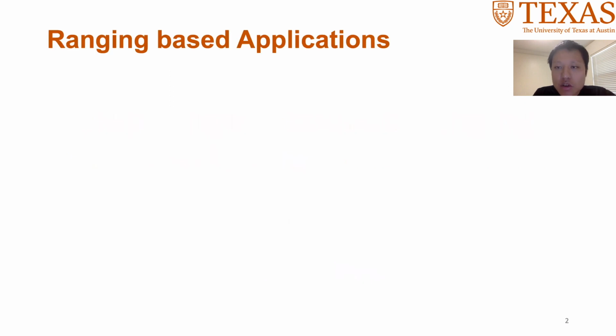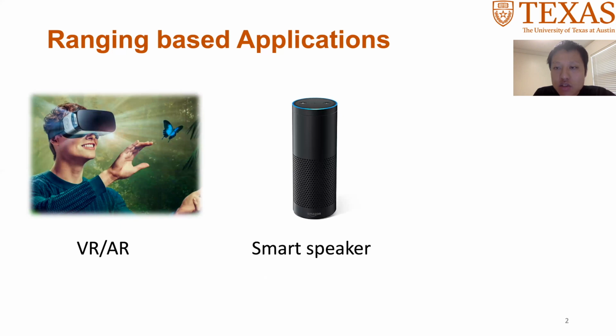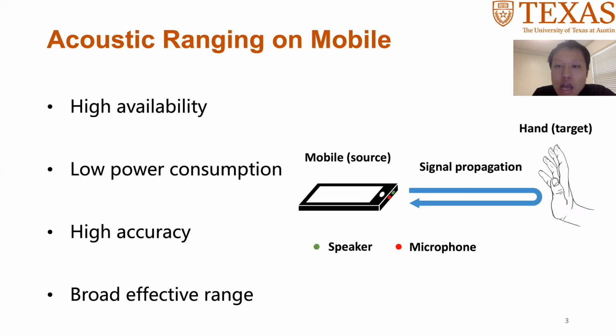Ranging performs a critical role in human-computer interaction. Many applications are based on the capability of accurate ranging. For example, VR and AR devices use ranging to detect hand movement. Smart speakers and cars can detect users' hand gestures with ranging. We focus on acoustic ranging on mobile devices.